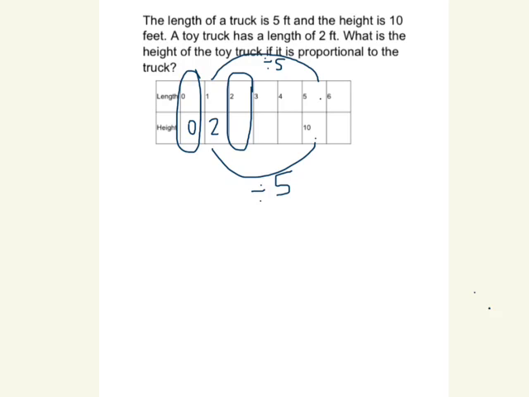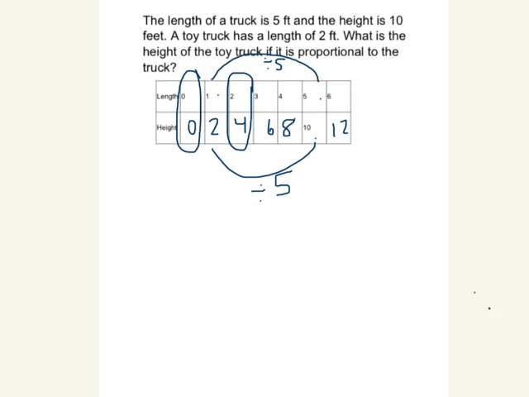And now I see I can do my multiples: 2, 4, 6, 8, 10, 12. And it looks like it's 1/2, 2/4, 3/6, 4/8. Length to height is a ratio of 1 to 2.